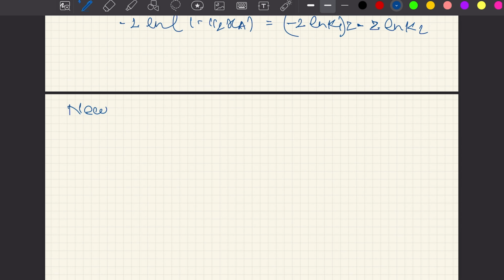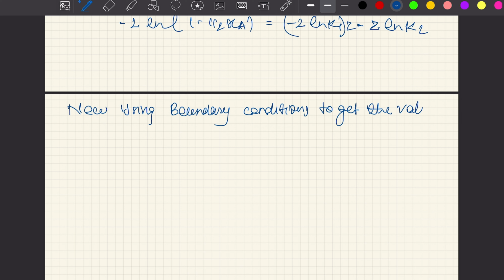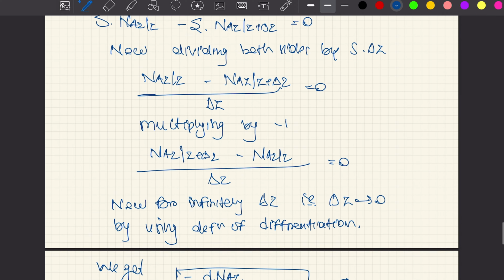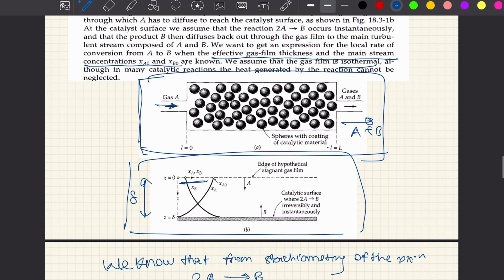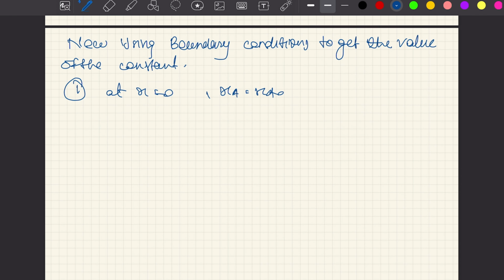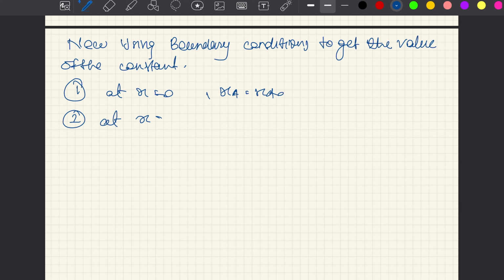Now using boundary conditions to get the value of the constants, first we know that at z equals to 0, x_A equals to x_A naught, which is given in the question here, which would give us one constant. And the other would be at z equals to del, that is at the boundary of the stagnant film of gas, x_A will be 0, which is a logical boundary condition for this situation.